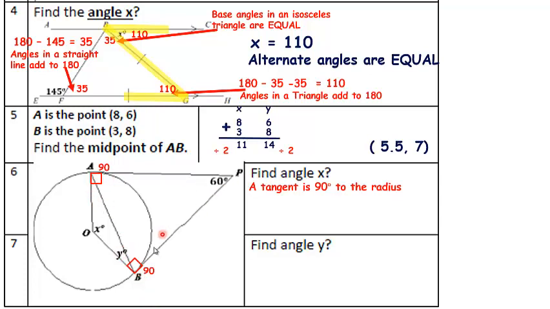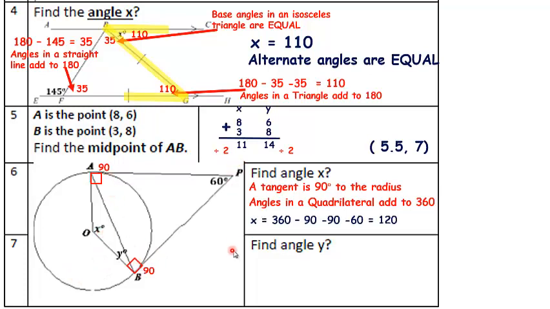That shape there is a kite, and the angles in a kite, it's a 4-sided shape, so they add up to 360 degrees. The angles in a quadrilateral, you could put kite there if you wanted, add to 360 degrees. So if I do 360, take away 90, 90, and 60, that leaves me with 120.